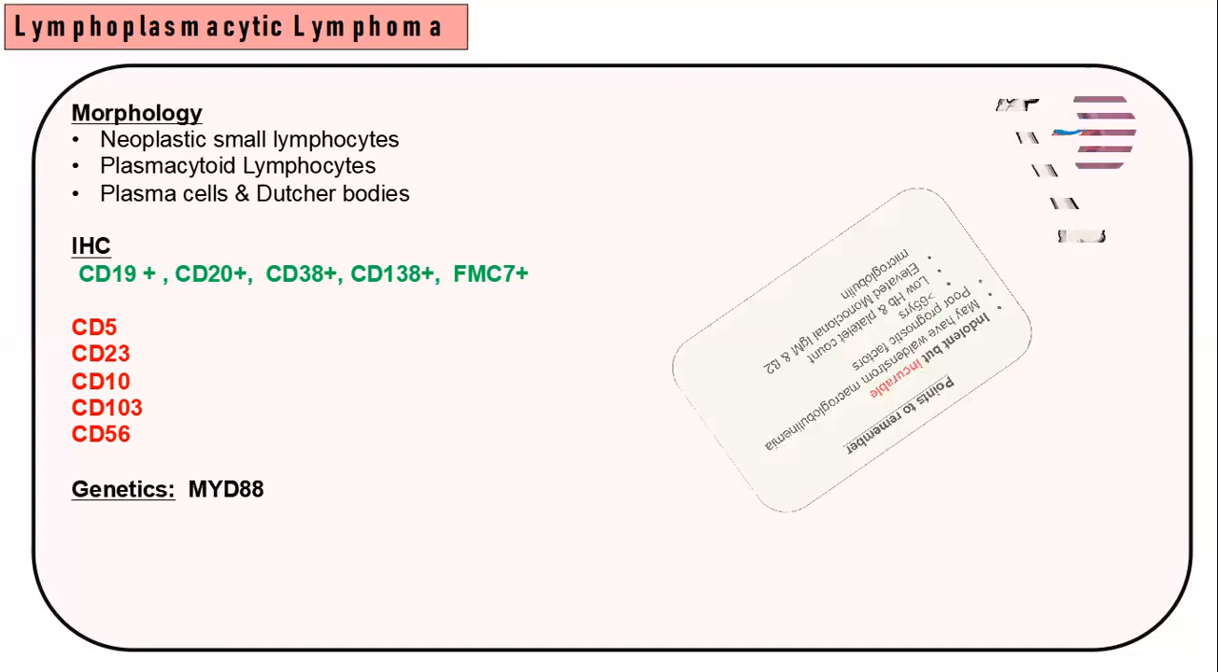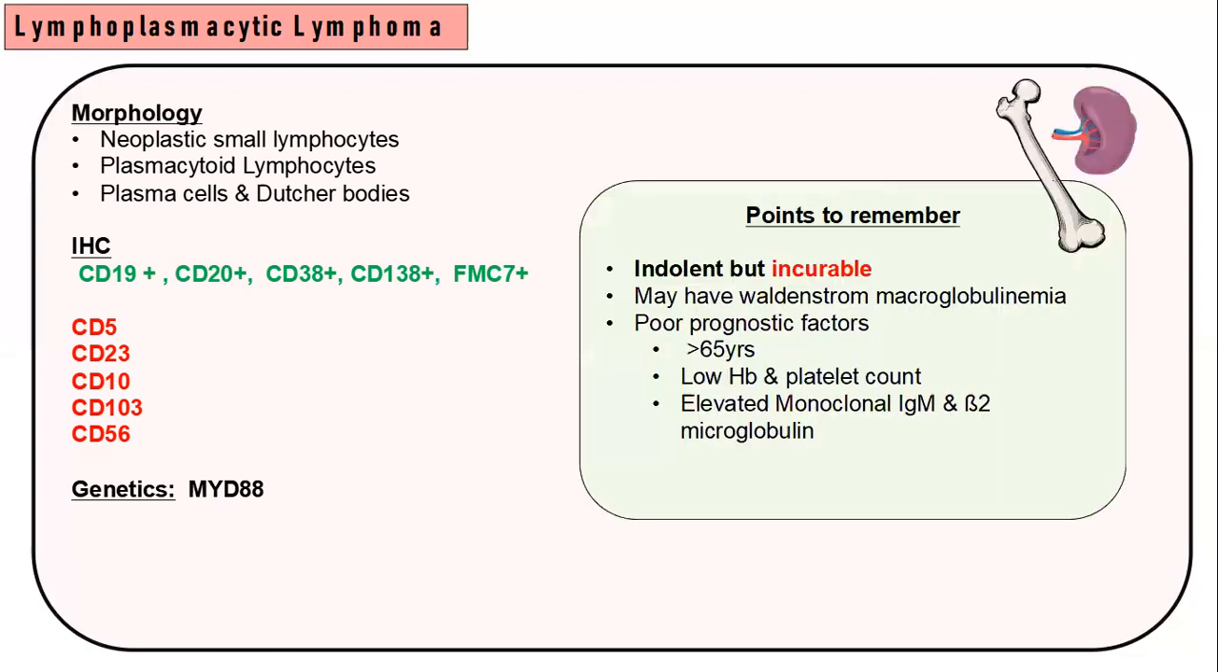The genetics for lymphoplasmacytic lymphoma, MYD88, is very characteristic for it, and it's diagnostic. So if we are suspecting a plasma cell neoplasm, or if we are having a differential of nodal marginal zone lymphoma, and if we get the genetics done and it's MYD88, then it's very much diagnostic for lymphoplasmacytic lymphoma. So the points to remember are that it's an indolent neoplasm, but unfortunately, it's incurable.